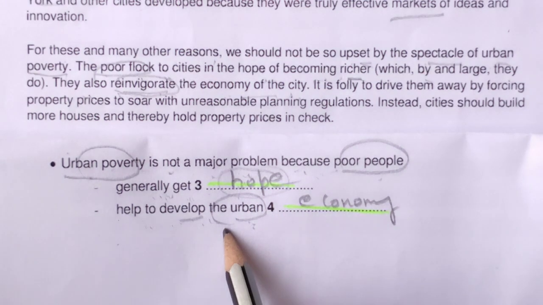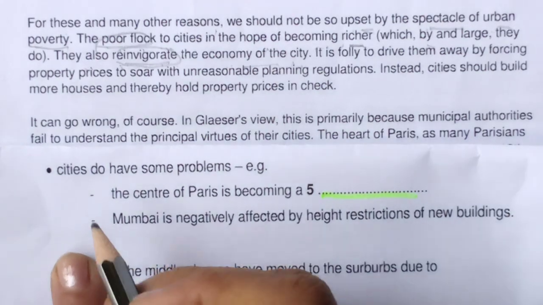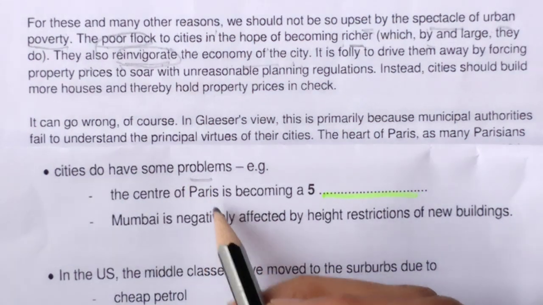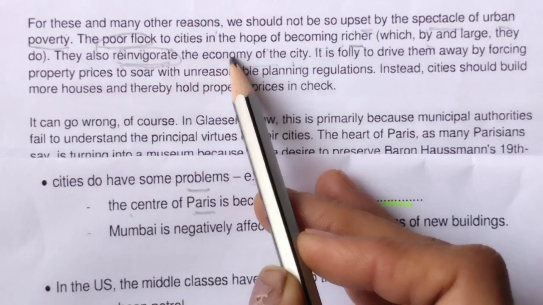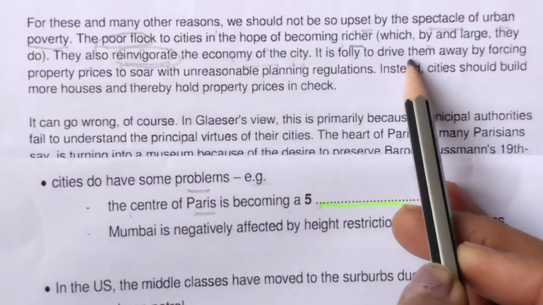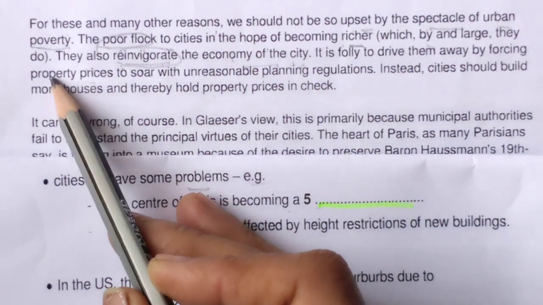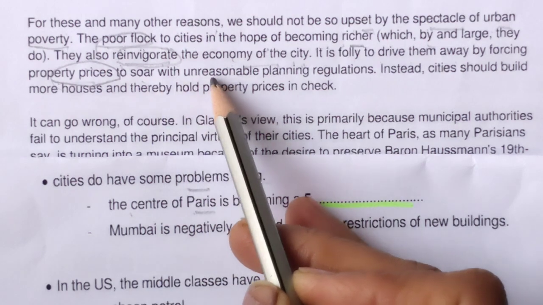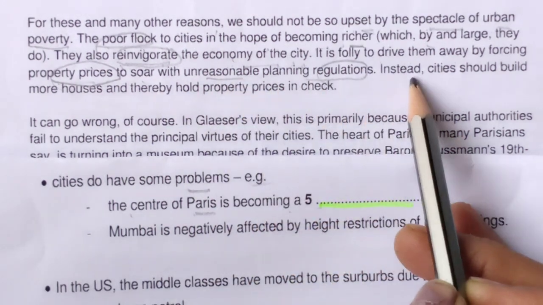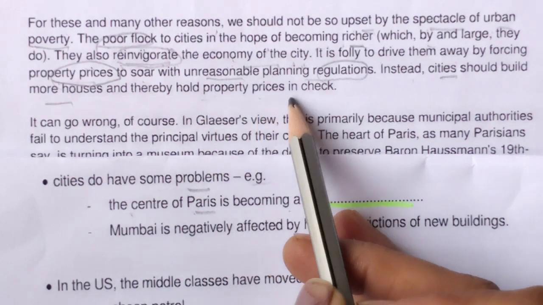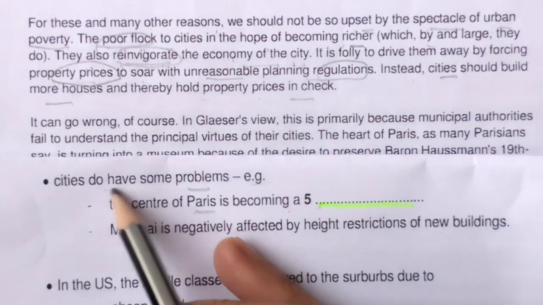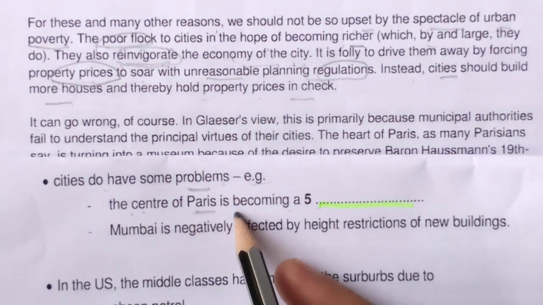Okay, next question. Cities do have some problems. For example, the center of Paris is becoming a dash. Okay. So the economy of the city, it is folly to drive them away by forcing property prices to soar with unreasonable planning regulations. Instead, cities should build more houses and thereby hold property prices in check. Okay. Cities do have some problems. The center of Paris is becoming.